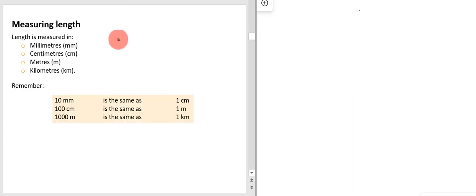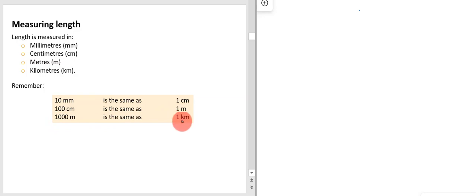So the first measurement that we're going to look at is length. Length is measured in millimeters, centimeters, meters, or kilometers. What's really important is that you understand how to move between these different units. For example, this is a very useful table to learn and remember. This indicates the link between these different units of measure. So 10 millimeters is the same as 1 centimeter. 100 centimeters is the same as 1 meter, and 1000 meters is the same as 1 kilometer.